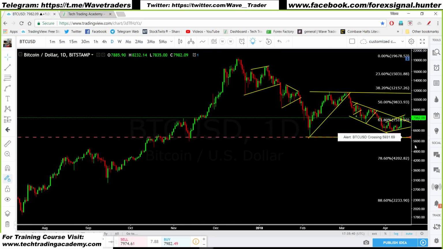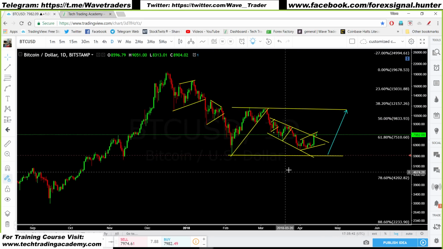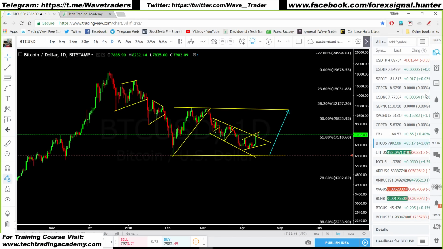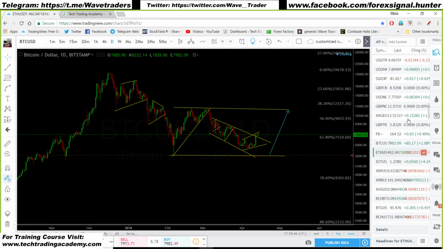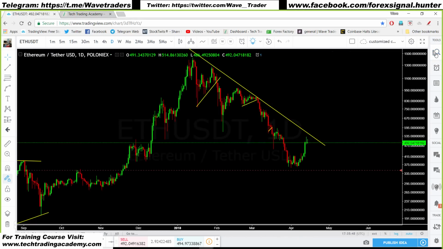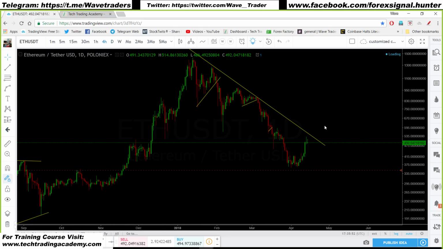But downside is limited. Make sure you trade carefully for the downside. Downside is limited on Bitcoin. Soon Bitcoin is going to go back up. So Ethereum went up. Let's look at the previous chart first.